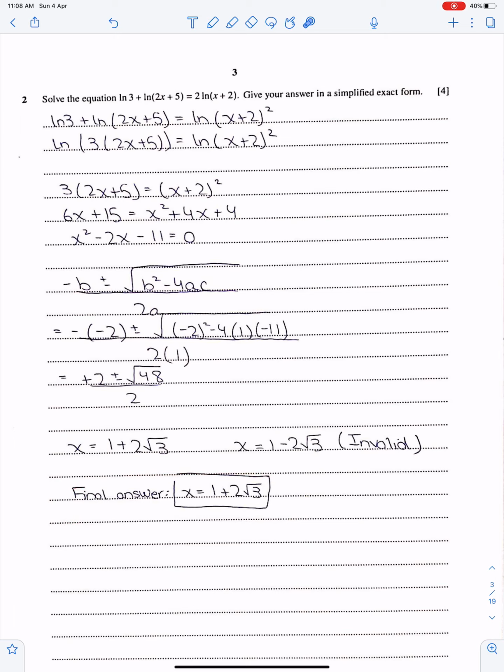Always check your answer with the original equation while solving logarithmic equations. And you can do this checking mentally.